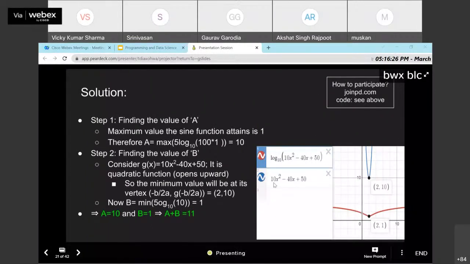All right. So yes, now we got A and we got B. So all we have to do is just sum them, right? So A plus B is nothing but 11 here. So the answer was 11, and I think most of you have given the answer.